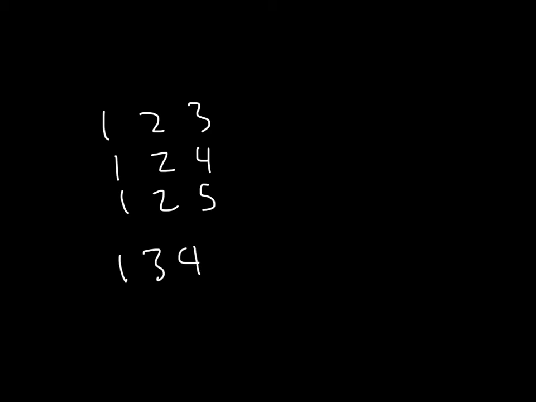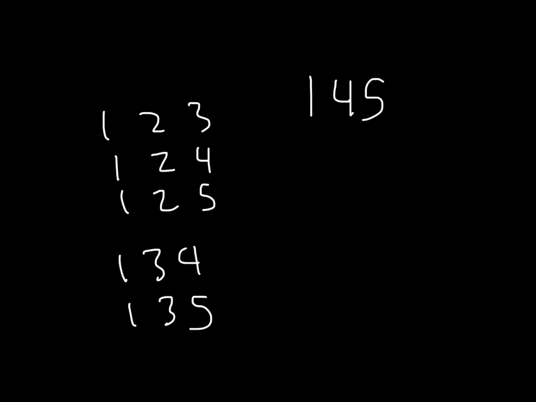I could have a 1, a 2, and a 3. I could have a 1, a 2, and a 4. I could have a 1, a 2, and a 5. I could have a 1, a 3, and a 4. I could have a 1, a 3, and a 5. I could have a 1, a 4, and a 5. Now that takes care of all of the teams that have 1 on them.